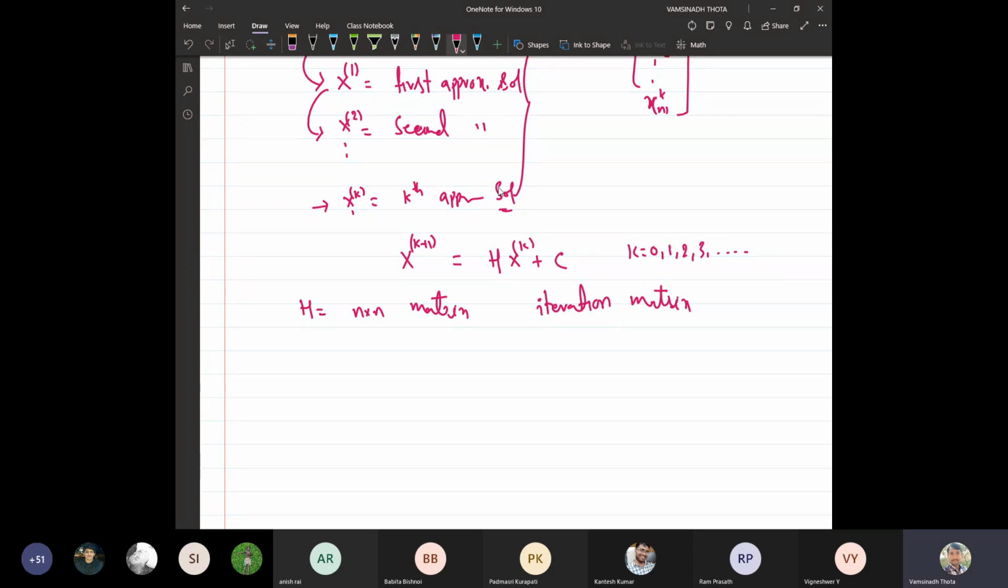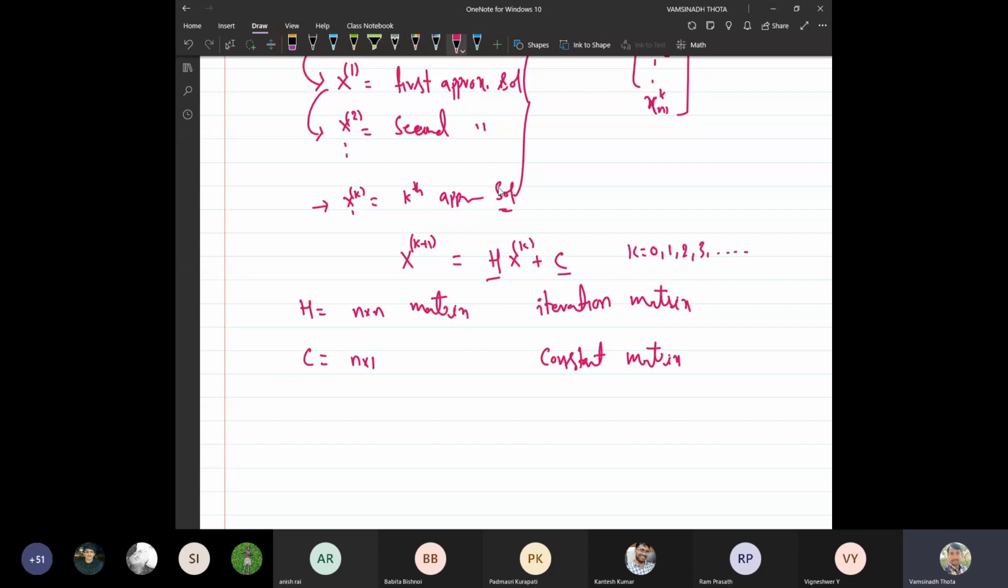Okay. And what about C? C is a constant matrix of order n by 1, a column matrix. Right? Now, as you can see, H is fixed and C is also fixed.